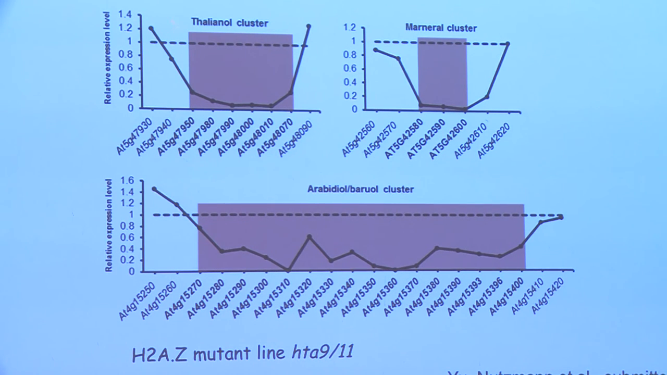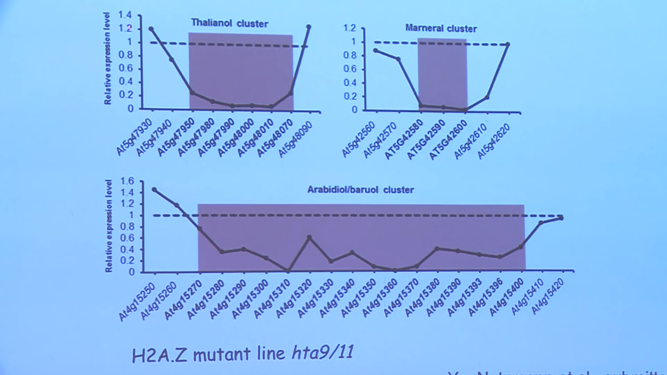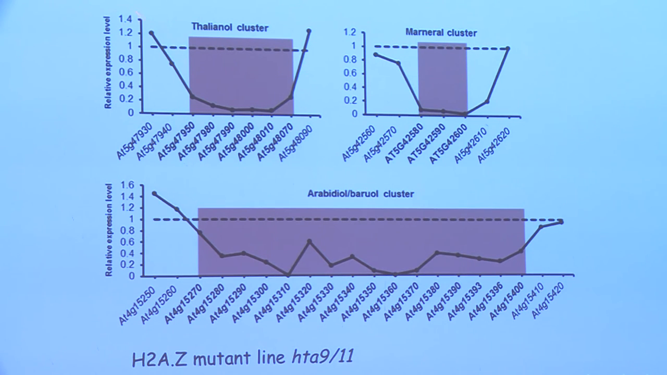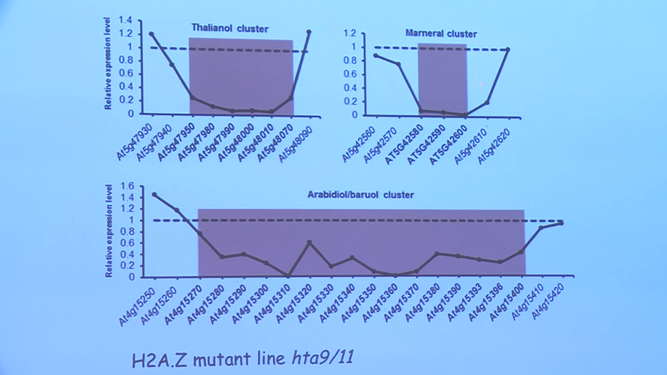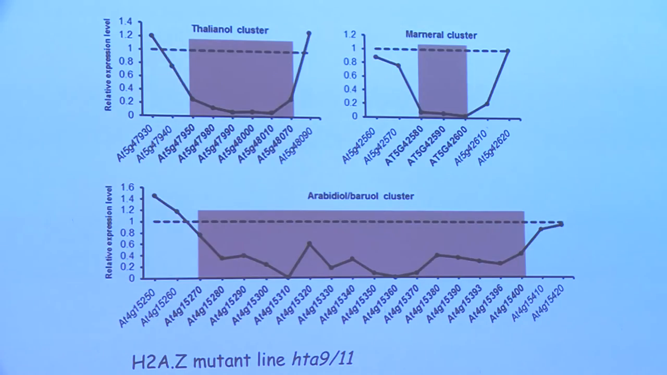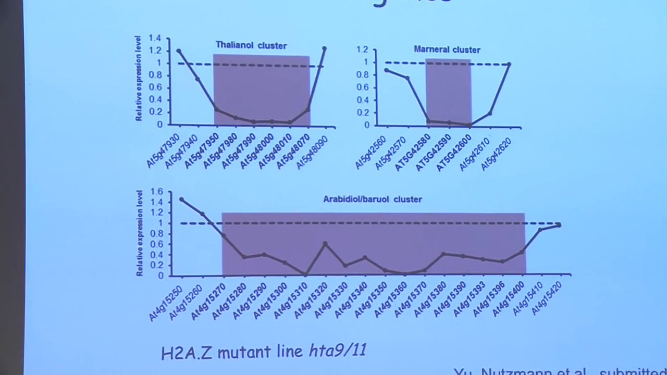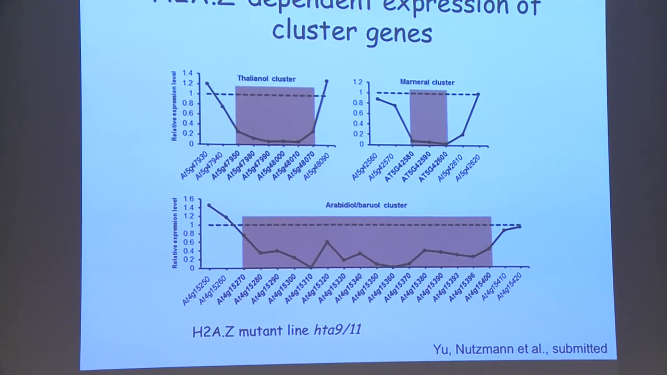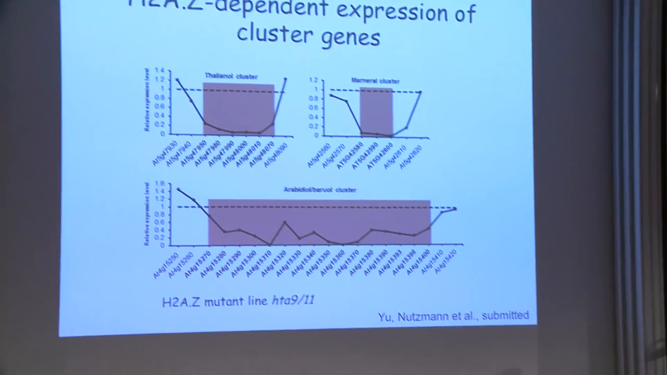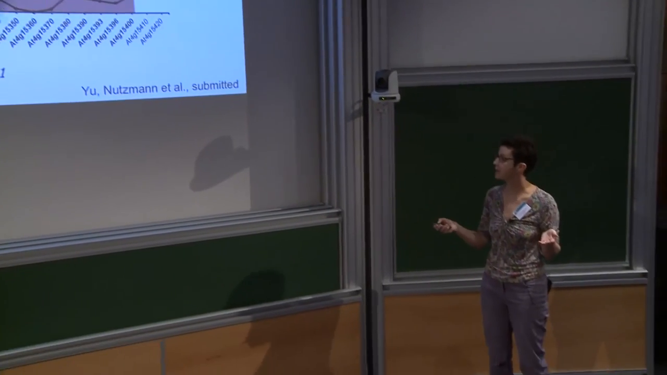So this is the thalianol cluster. This is in the wild type line, this dotted line, but in a mutant that is lacking H2AZ, you can see that the transcript levels go right down, and there's this very discrete window, this is very striking. Similarly for the Marneral cluster, and this is a new cluster that we've recently discovered and that others have also done some work on, and this is a much larger cluster and it's very, very pronounced. So we're beginning to learn about the features of these clusters, not only in terms of the genes within them, but also these kinds of markings, and this can all be fed in to what we hope ultimately will turn into a machine for mining plant genomes, for discovering new pathways and chemistries.